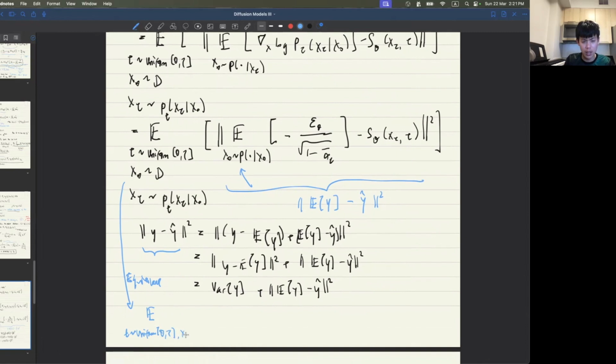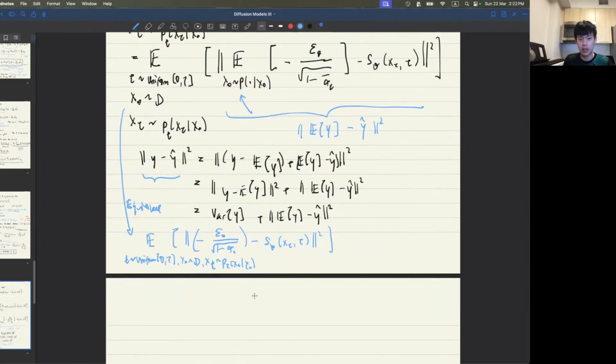Sample t, then sample x0, then sample xt, the norm of minus epsilon t over square root of 1 minus alpha t bar, minus our prediction, squared. So we can just calculate the conditional score, and we use that as a proxy for the true objective that we want, and backward propagate with that. In theory land, this would work for training.